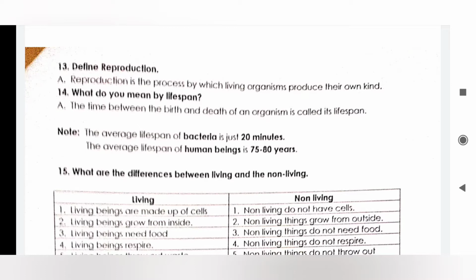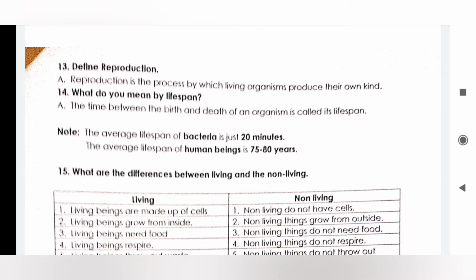Here, we are given two examples. The average lifespan of bacteria is just 20 minutes. That's all. Within 20 minutes, bacteria die. At the same time, the average lifespan of human beings is 75 to 80 years.